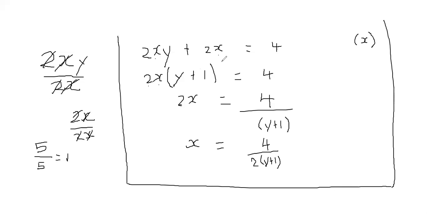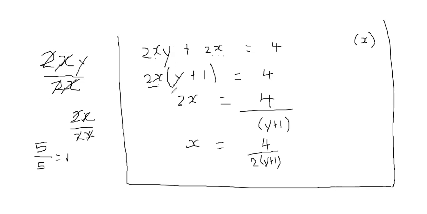So we need to factorize. Factorization will allow you to do that. We need to take out whatever is common in these two terms. What is common? 2x is here and 2x is here. So we take out 2x and then we start our factorization.